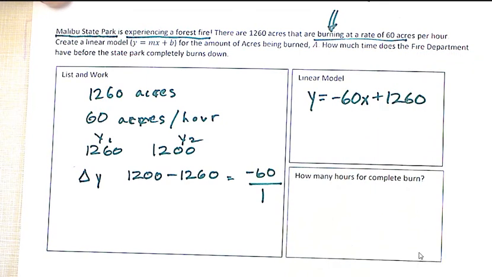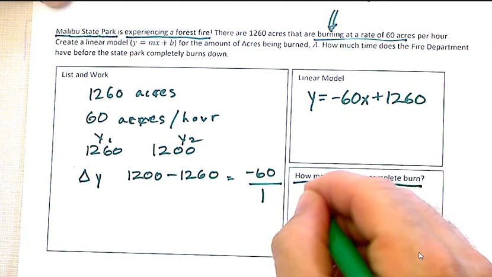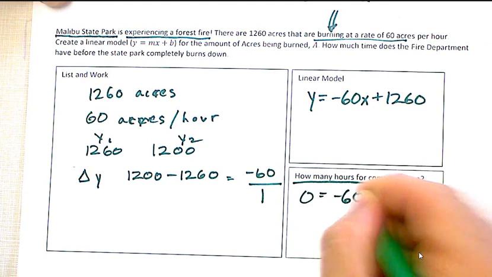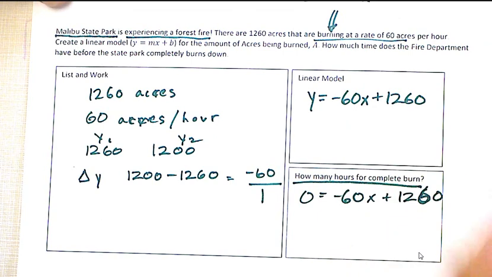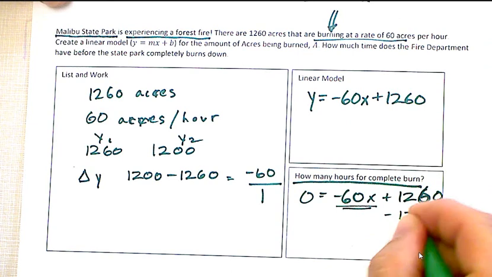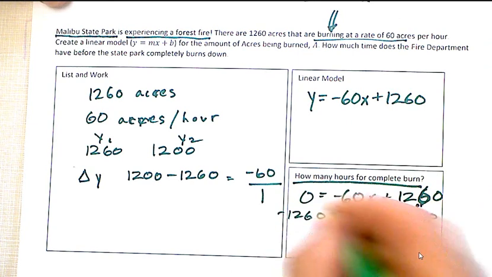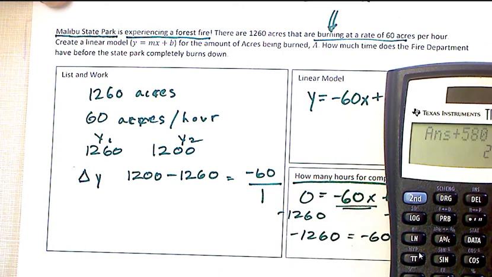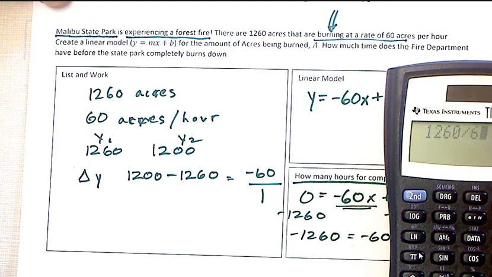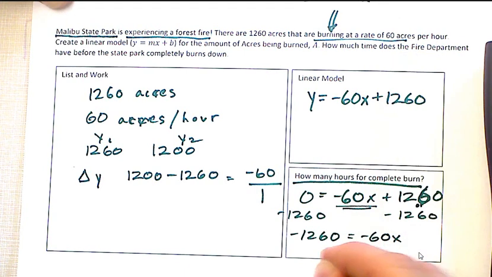If I ask how many hours for a complete burn, well, how many acres will be left if there's a complete burn? There'll be 0 acres left. So I'm solving, what's my amount, or how long will it take to get rid of 1,260 acres? I could subtract 1,260 from both sides, and I'd have negative 1,260 is equal to negative 60x. I could divide that 1,260 by the 60, and negative and negative is positive.